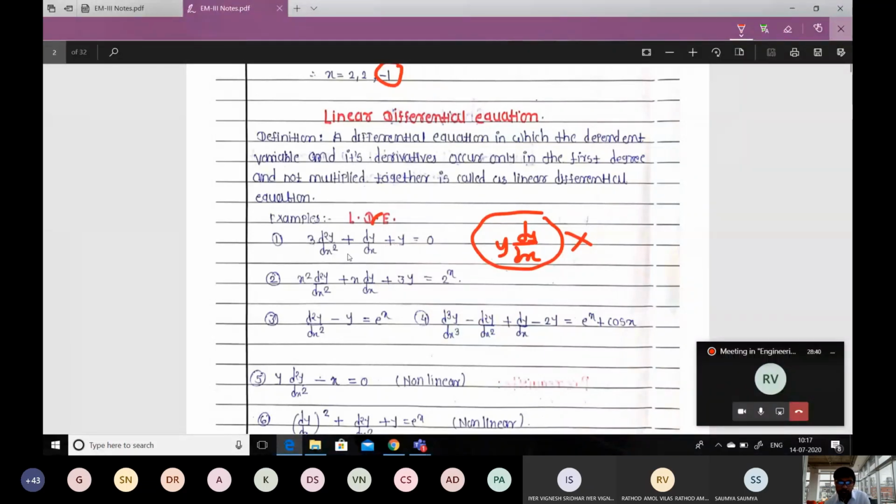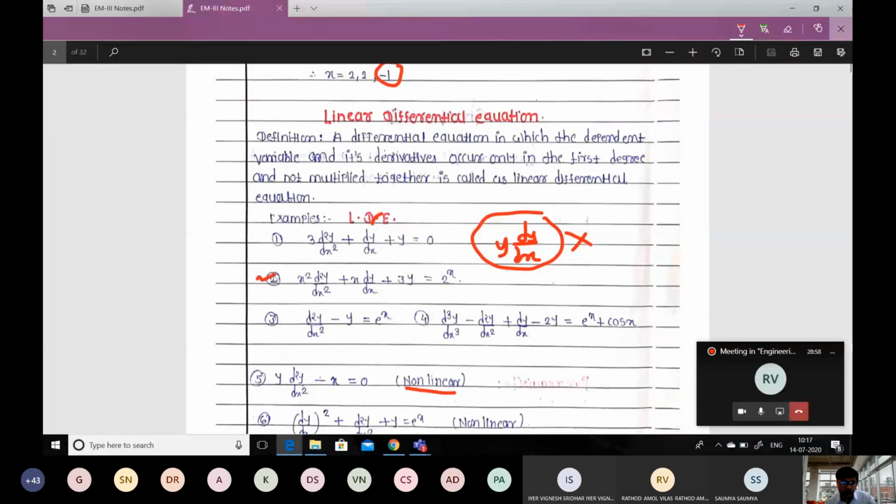But look at example number 5. There is a multiplication term, y into d2y by dx square. So this is not acceptable in the case of a linear differential equation. This belongs to non-linear differential equation. Let us look at the second example.